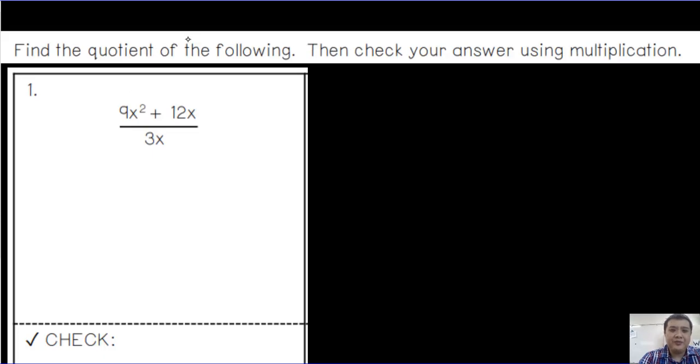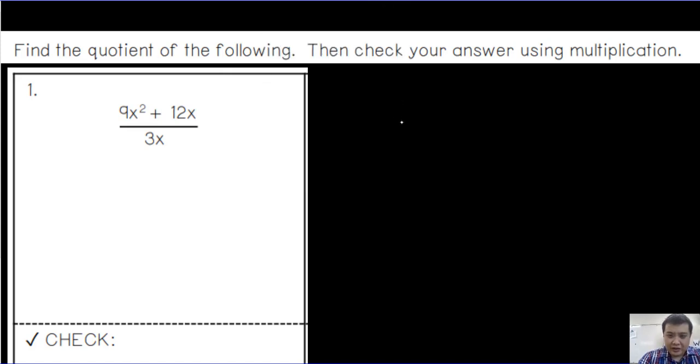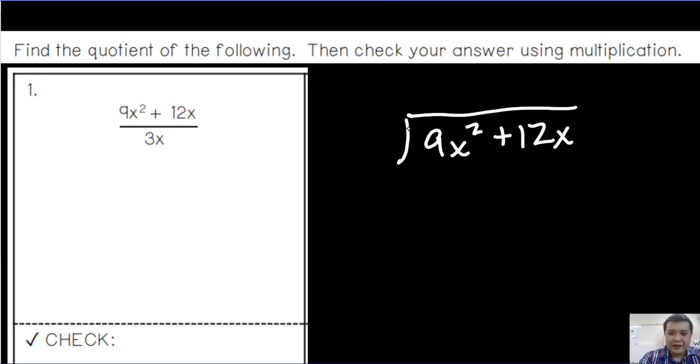Okay. So this is very similar to long division. So here, we have 9x squared plus 12x divided by 3x. So 3x is our divisor, so let's draw that out. We got 9x squared plus 12x and 3x over here. So our question is then, 3x times what gets us 9x squared? Well, that's going to be another 3x. That's 9x squared. Subtract that out, we get 0.